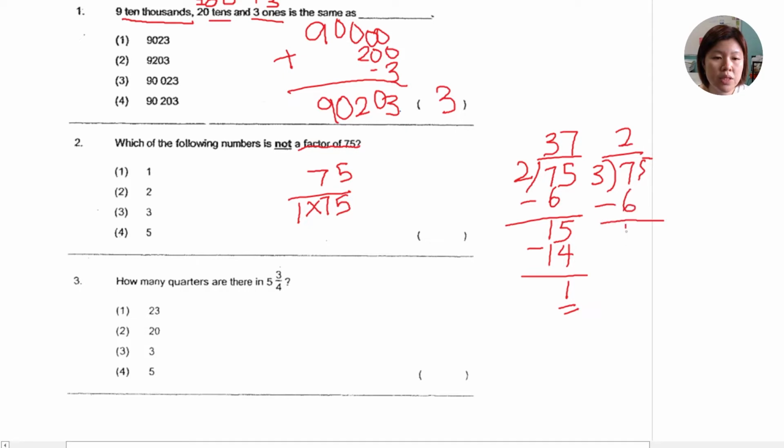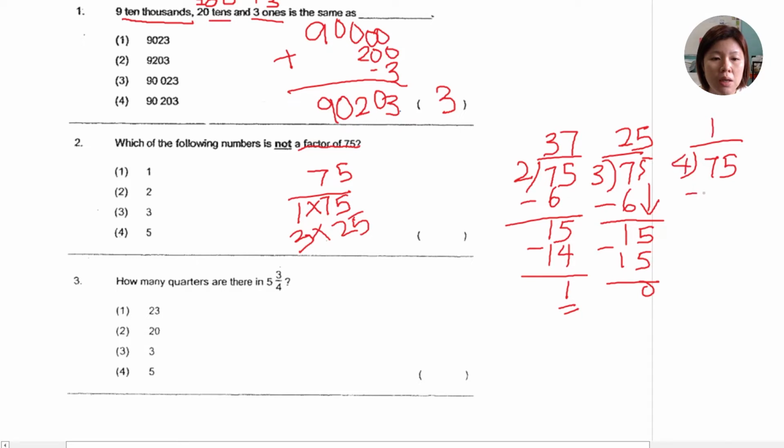So 7 minus 6, 1. Carry down 5. Yes. So it's 5 here. So it's actually 3 times 25. And then 4 we can't. So we double check first. 7 minus 4 is 35. And 8 times 4, 32. So we can't because there's a remainder. So let's go to 5.